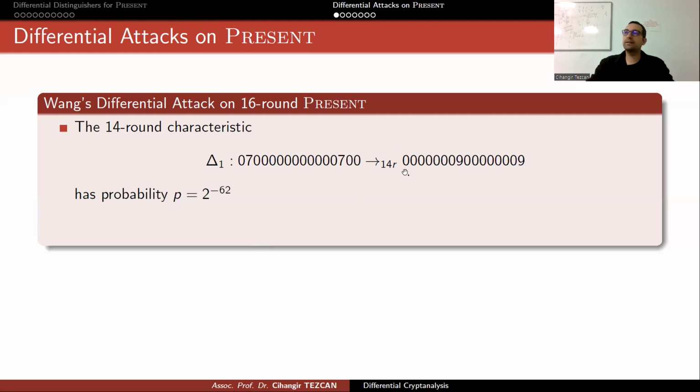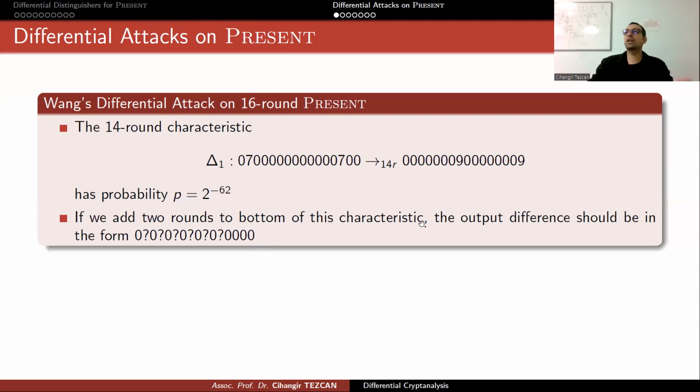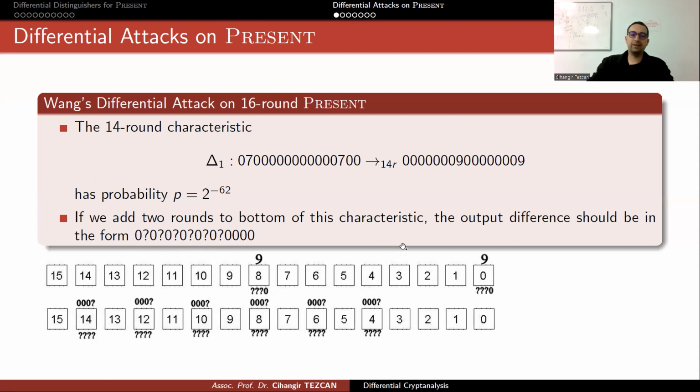So with a 14 round distinguisher, which is theoretically obtained like this, he adds 2 more rounds to the bottom and tries to recover the round keys from there. Assume that after 14 rounds, these are the outputs. Then if you add 2 rounds, these bit differences affect these S boxes. This is why we represent them as question marks, meaning that they can be anything. So if we add 2 rounds to the bottom of this characteristic, the output difference should be in the form 0 question mark, 0 question mark, and so on. You can look at it like this.